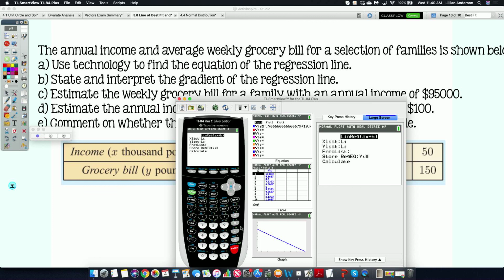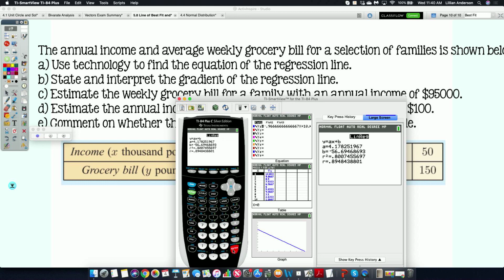So I'll do that again. Under store regression equation, I hit vars, yvars, function, y1. What that's going to do is store my regression equation into the y1 of my calculator. Okay? Then I go down to calculate, just like I did before, and click enter. And that y equals ax plus b. Sound familiar? Like y equals mx plus c? Yep, that is your equation.